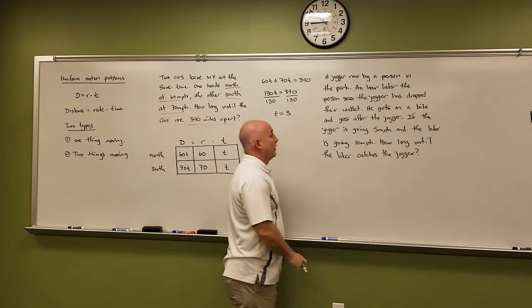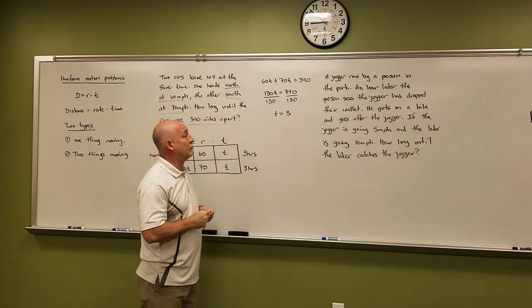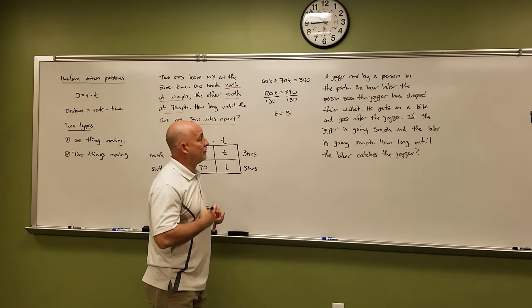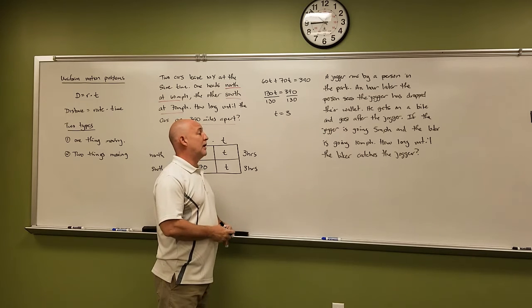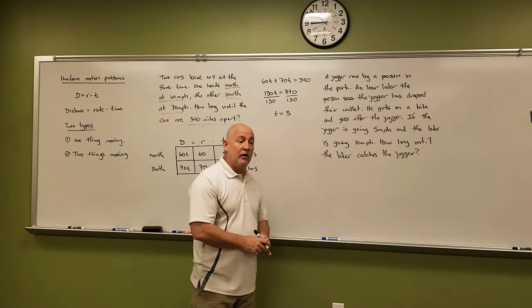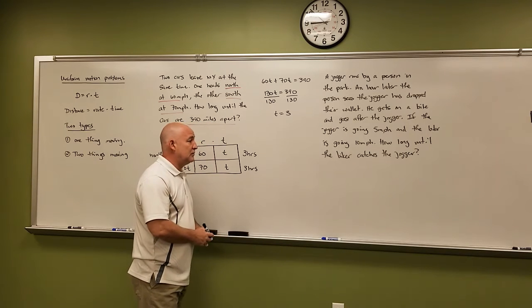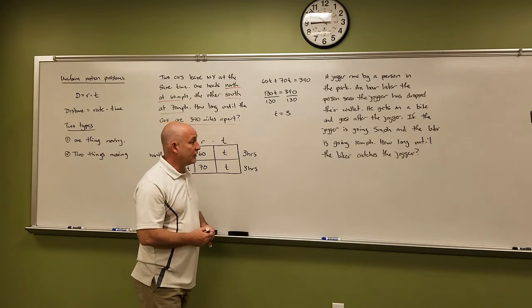All right, longer written problem. That way we got a lot to make our way through here. So let's see, a jogger runs by a person in the park. An hour later, the person who was just laying there realizes, hey, that jogger dropped their wallet. So he gets on a bike and heads off after the jogger. Now, if we know the jogger is running at 5 miles per hour and the guy on the bike's going at 10 miles per hour, how long until the biker actually catches up to that jogger?